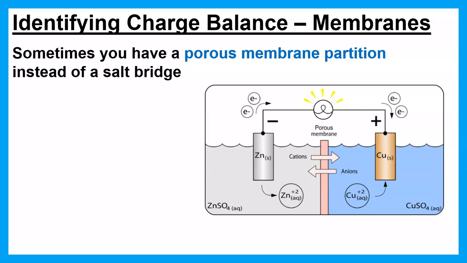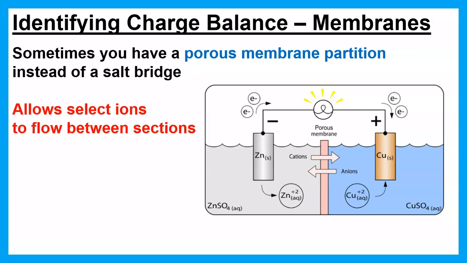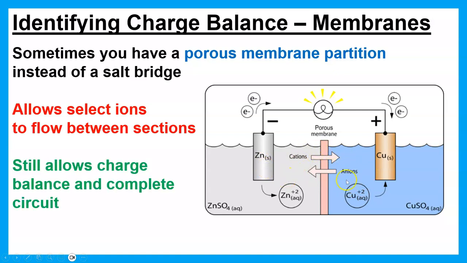Okay, so here, some ions will be able to go through it. And you'll notice the cations from one side can travel to the other side where they are needed. The anions from one side can travel to the other side where they are needed. So the charge can still be balanced. Your cations and anions can still go where they're necessary, but you don't have to have a separate piece of equipment. You just have this membrane in between. And then you'll be able to have your electrons flowing.